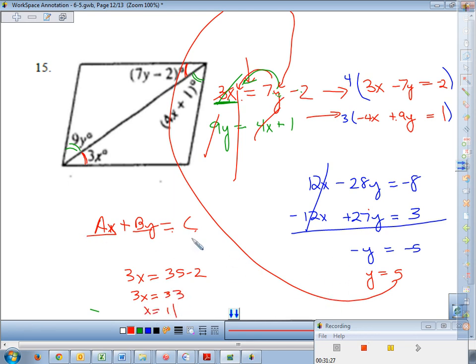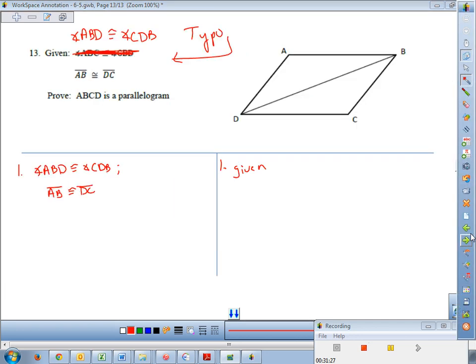And then I'm going to write them next to each other. X equals 11. Y equals 5. Put a box. Is everyone cool with how I substituted that 5 back in? You've got 5 different equations. It doesn't matter which one you do. I just chose one of them. Cool? Next one, typos galore.